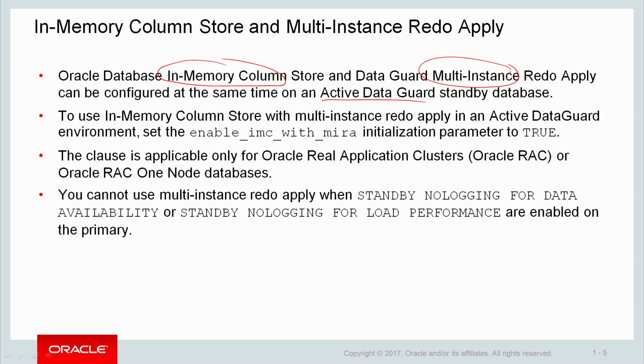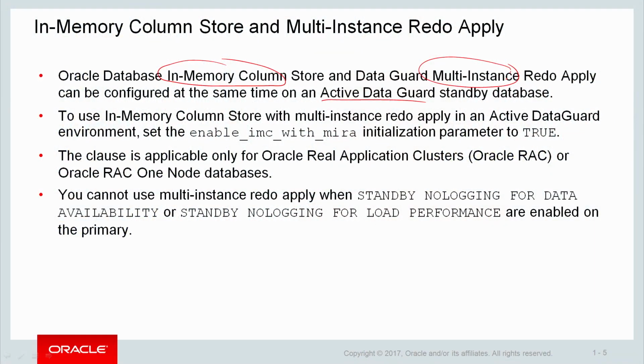If you've missed what multi-instance redo apply is, prior to 12c R2, if your standby environment was a RAC standby environment, you could only apply the redo being generated from your primary database on one instance. From 12c R2, you can run it on multiple instances, which makes the performance of the redo apply better.